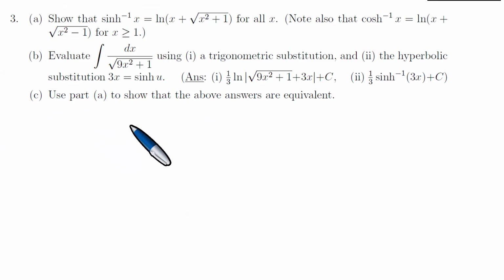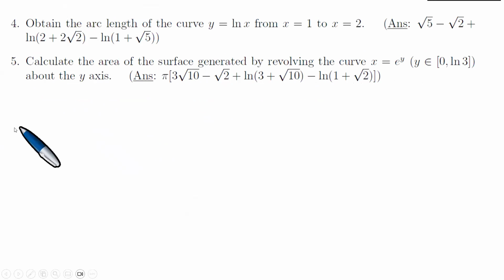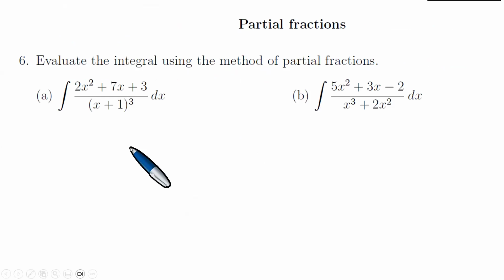So I depend on you as we're skimming through Tat 4. We went on to look at the arc length of the ln x. We showed that it is this. The area of the surface of revolution, we showed that it is this. Number 4 and 5 we did. Let's check. We went on to look at the partial fractions, 6a, 6b, we've already done.